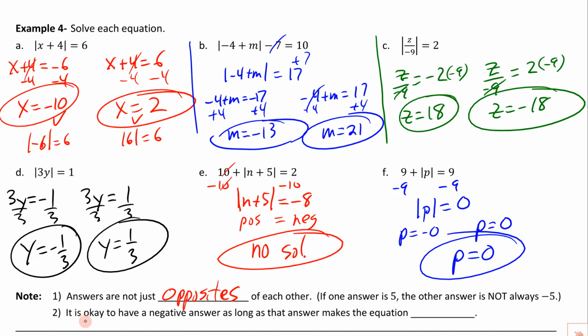And then the last thing I want you to keep track of is this. It's okay to have a negative answer as long as that answer makes the equation true. You'll notice that we got several negative answers as we went through and solved these. If we plug those in, they would make the equation true. And again, that's the point of solving equations.